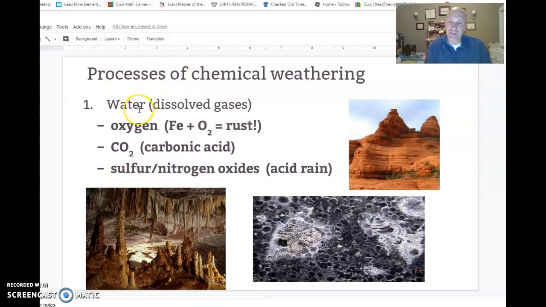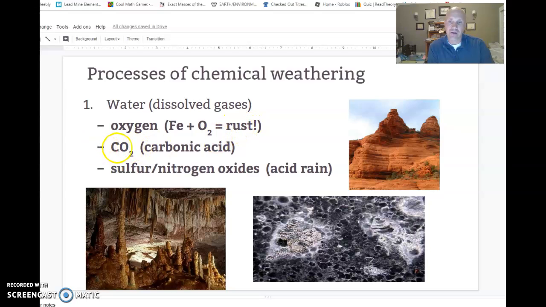Some of the ways that this can happen usually involve water, and there are things that can dissolve in water. One of the things that can dissolve in water is oxygen. One thing it can do is react with iron, which is Fe, that's in the rocks, and that creates rust.